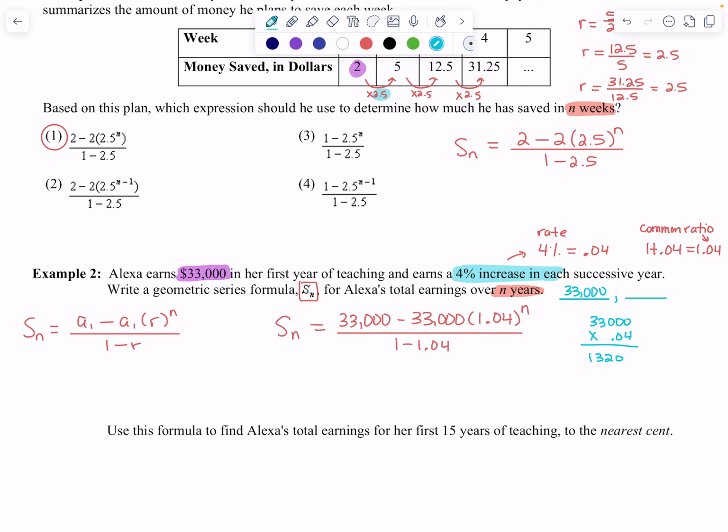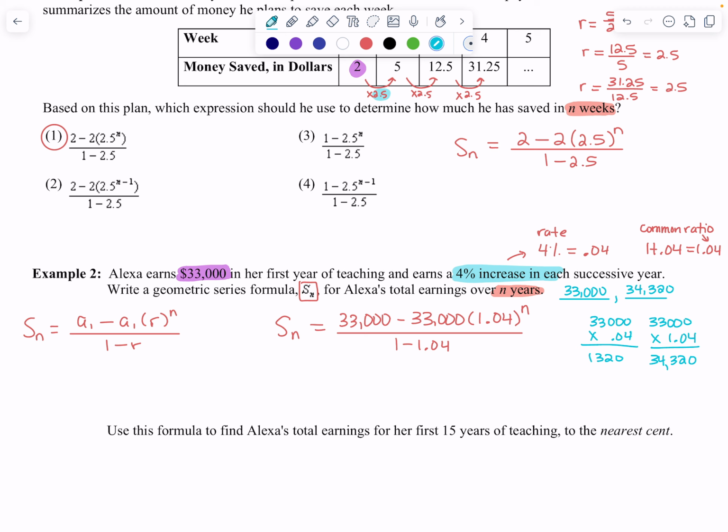That's her raise. So if you take 33,000 and you multiply it by 1 plus that rate, right, you're going to get that amount added on to the 33,000, which would be the 34,320. So the number we're multiplying by is that increasing rate of 4% added to 1 so that we get the next year's income.